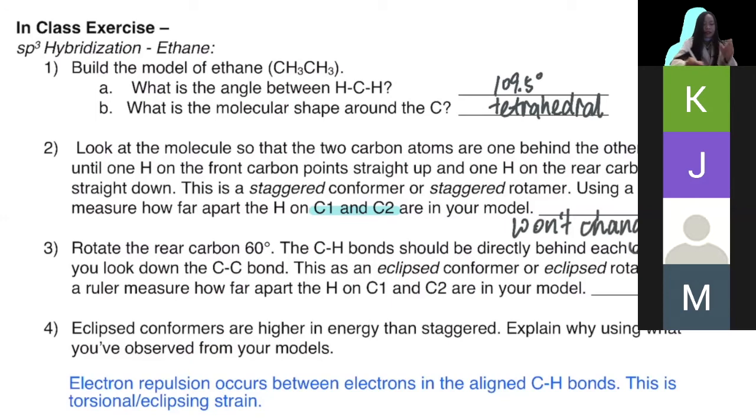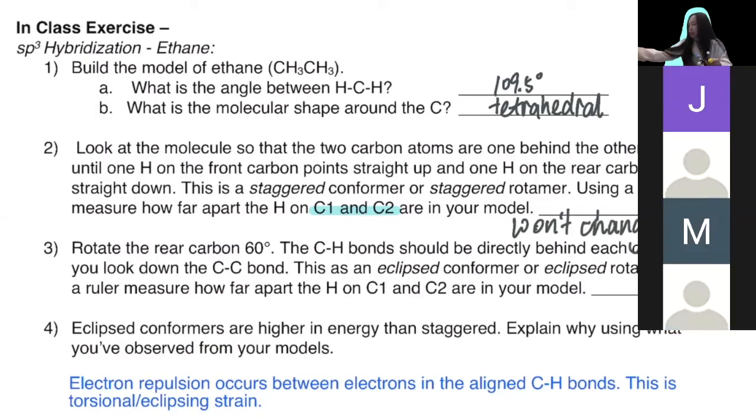I don't know what the distance is in your model. Mine is 5 centimeters, so you can put whatever number you want here. Let's just put 5. So rotate the carbon 60 degrees, and then using a ruler measure how far apart the hydrogens on C1 and C2 are in your model. That's the exercise we were just doing. You are expected to know that when it's gauche, these two hydrogens have a longer distance than when it's eclipsed, where they're on top of each other.